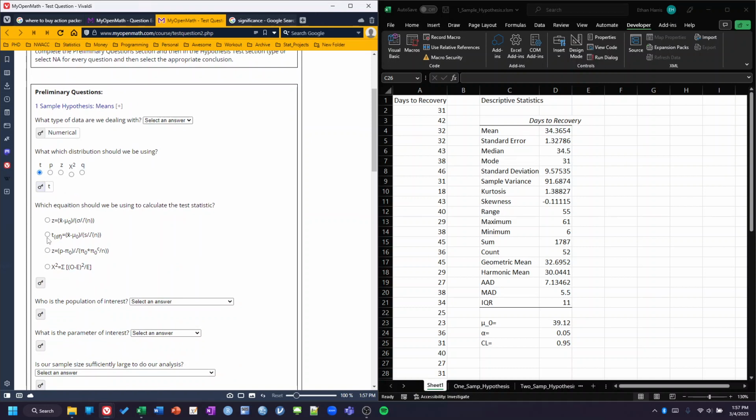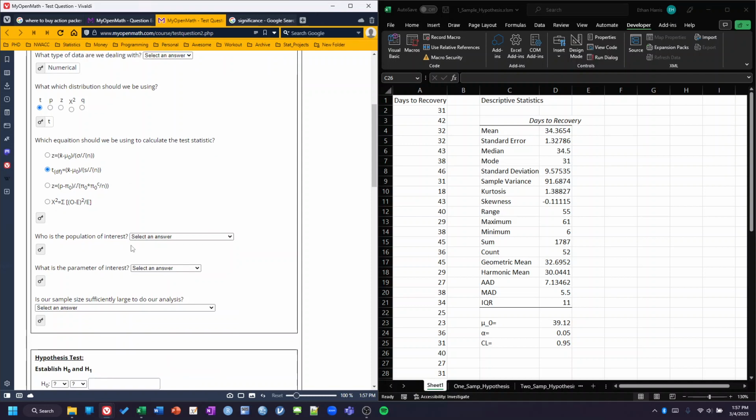And if we're using the t-distribution, this is the particular equation that we are going to be using for one sample hypothesis testing, which is x bar minus mu naught divided by s, which is our sample standard deviation, divided by the square root of n. And remember, everything that's in the denominator here is known as our standard error. The population of interest are the hip patients in Jordan's hospital system. That's who we're interested in, who's going to have this recovery time. The parameter of interest that we want to know more about is the true mean recovery time.